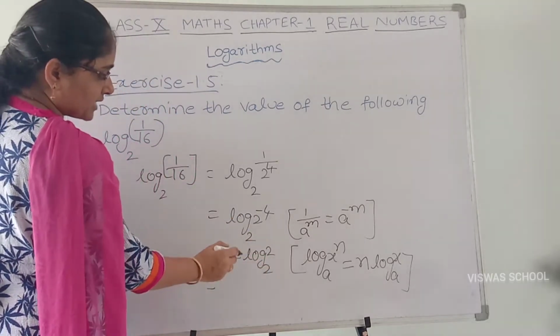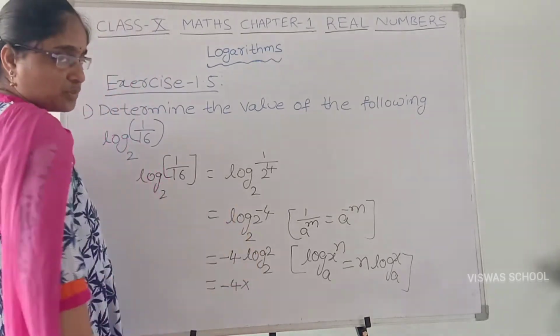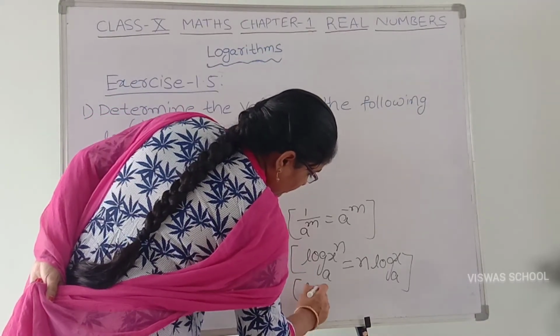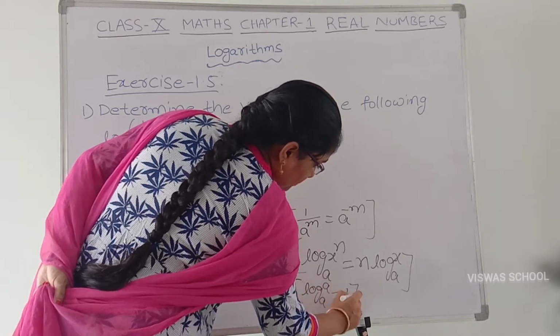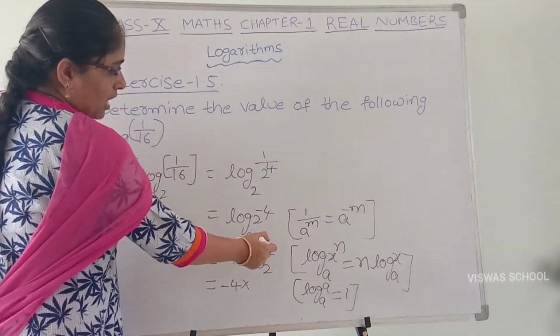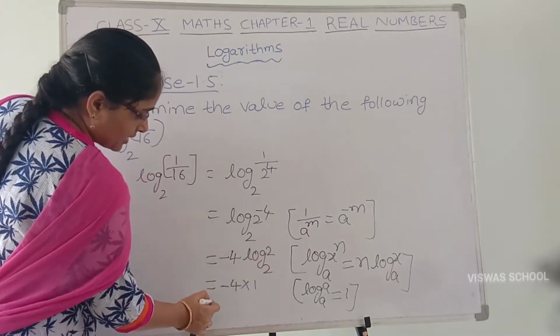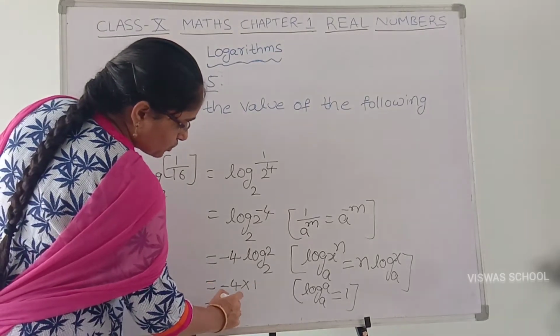Okay. Now it is minus 4 into log 2 base 2. Now what is the value here? Log a to the base a is equals to 1. In this way, log 2 to the base 2 is equals to 1. That is, it is equals to minus 4 into 1. Now it is equals to what?